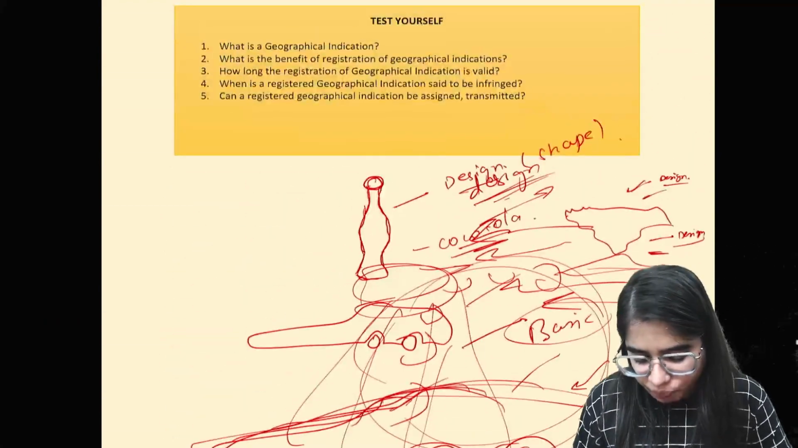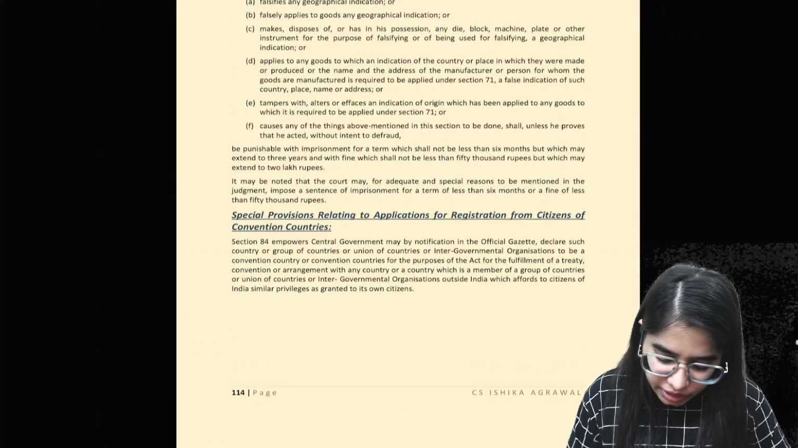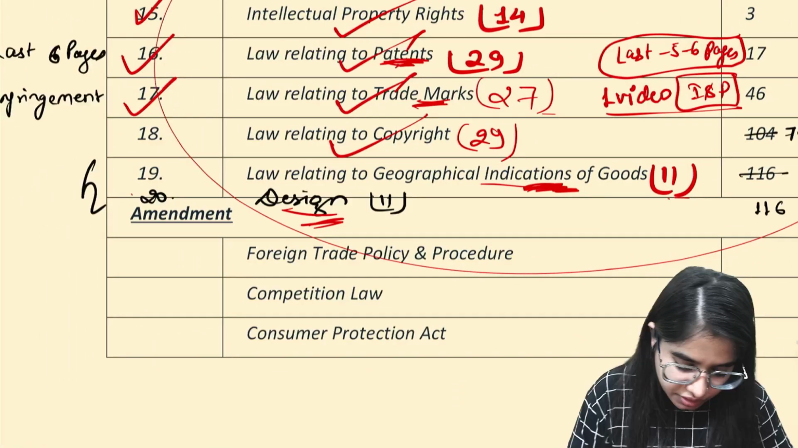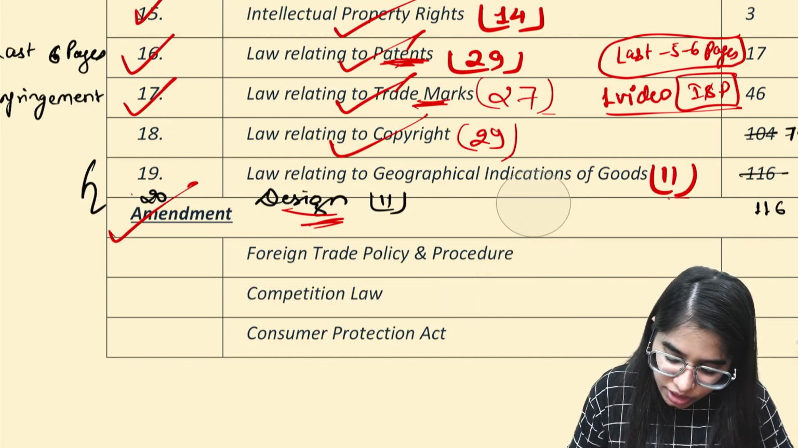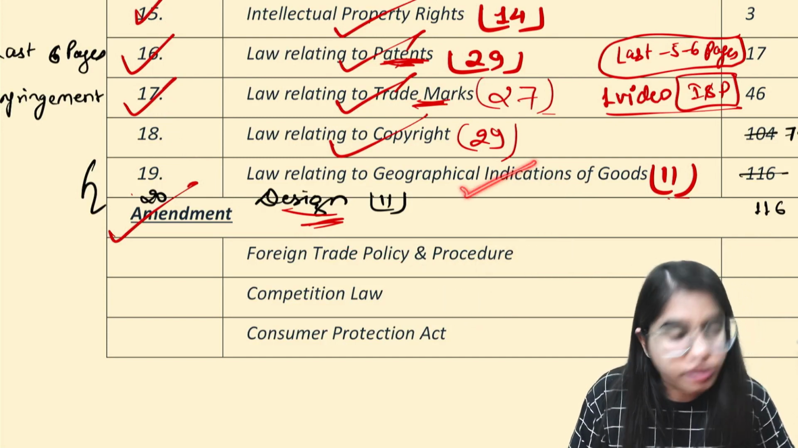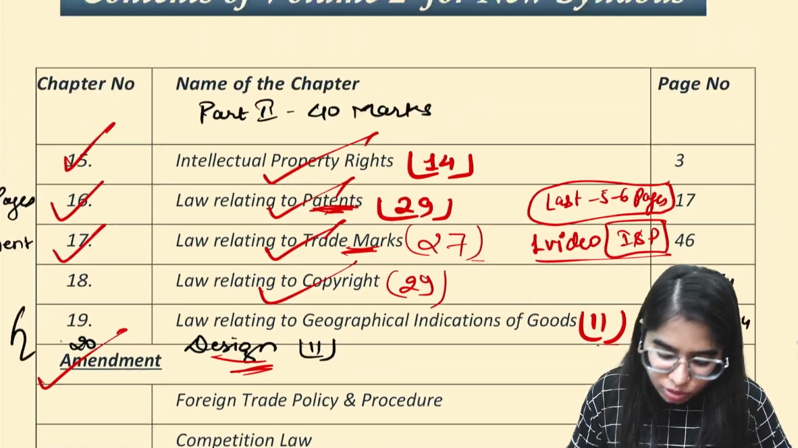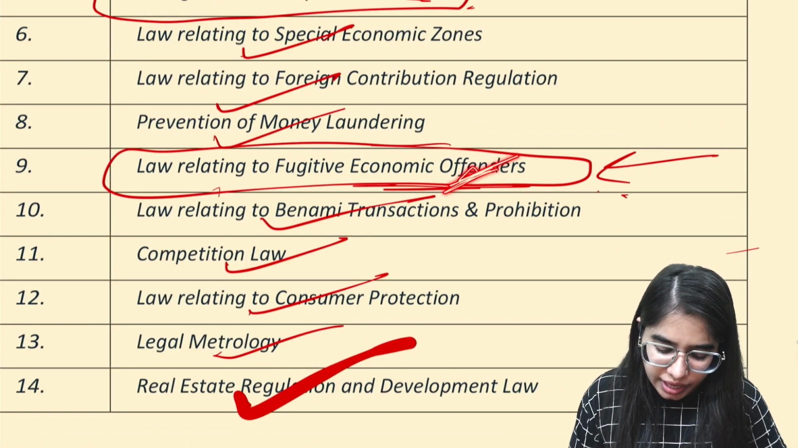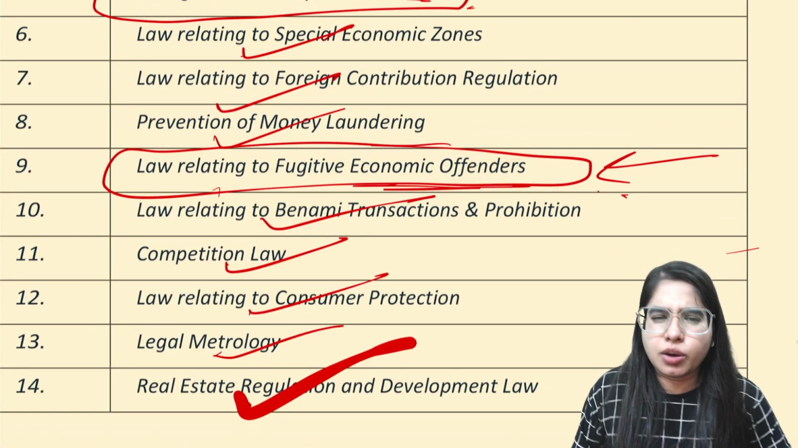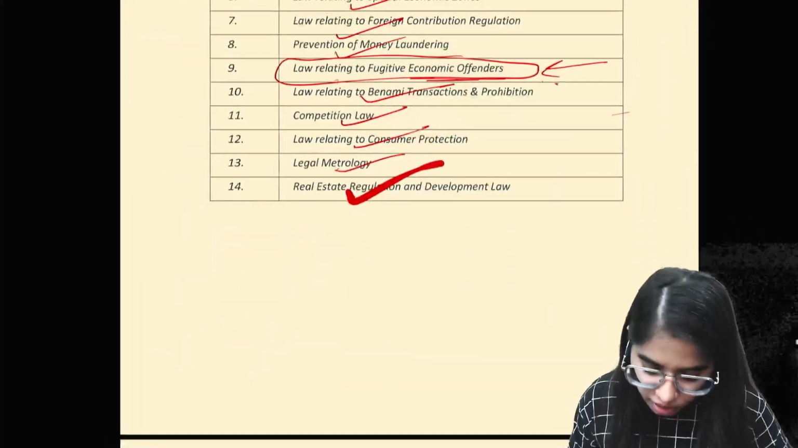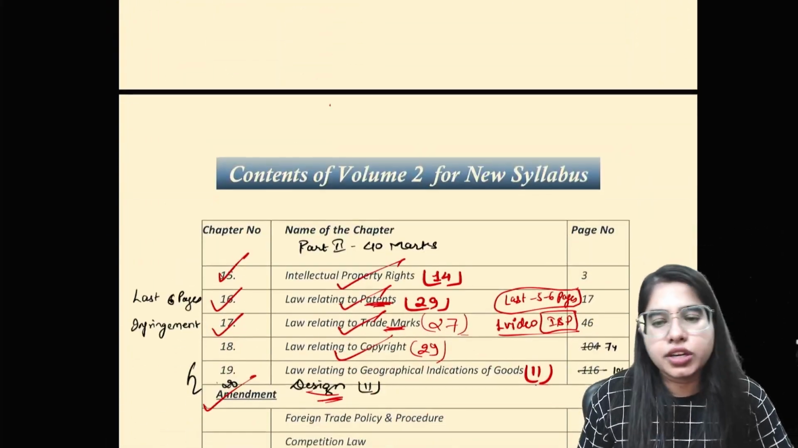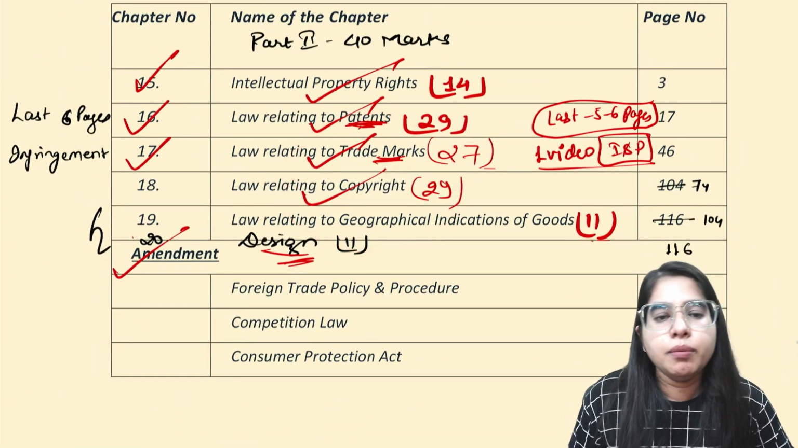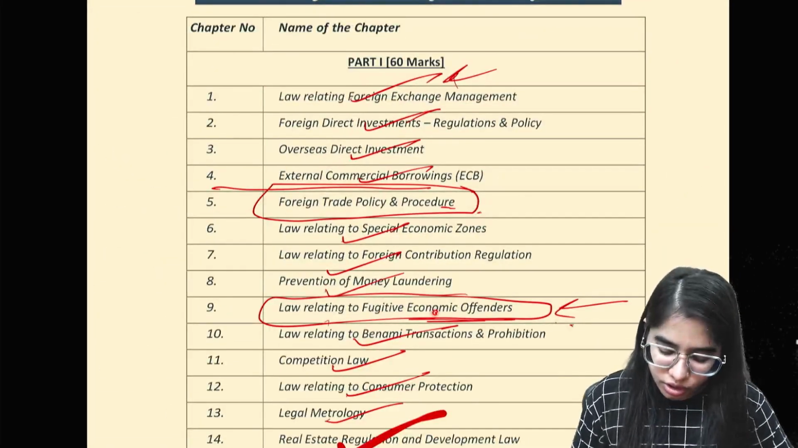We are done with design. The remaining topics I'll complete all at once. I'll take one lecture, and in that one lecture I'll complete GI also, one topic of trademark, and one topic of patent. With that, we'll be done with part 2. And then we'll take one small lecture on the fugitive economic offenders topic, hardly 10 pages, right? So we'll need 2 more lectures to complete the course. One lecture for GI, and one lecture for economic offenders.